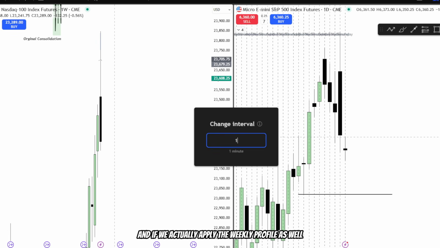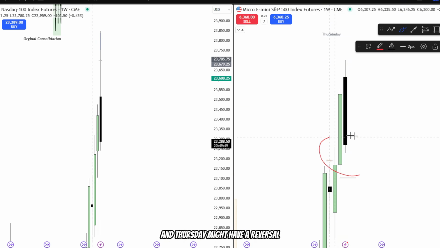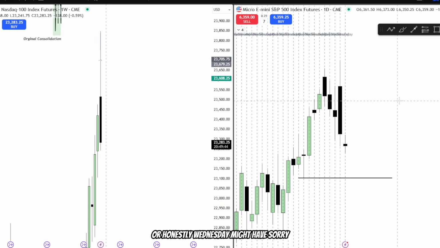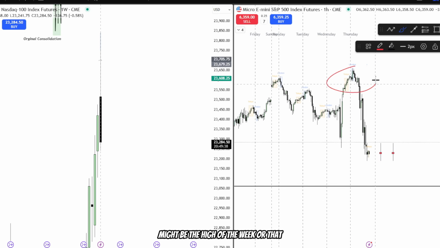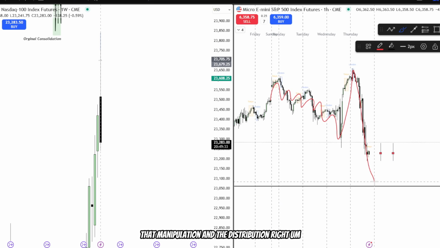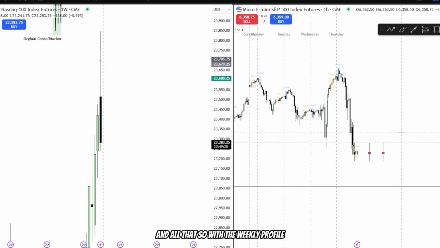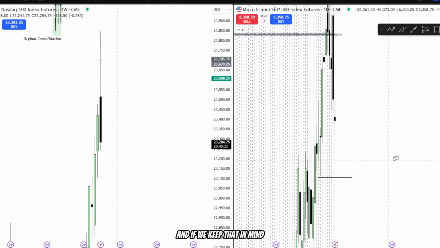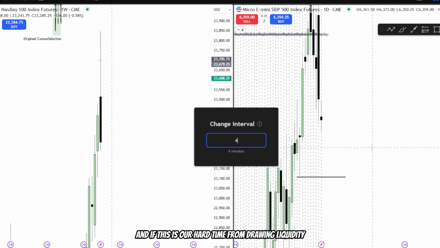And if we apply the weekly profile as well, this might be a consolidation reversal. We pretty much just consolidated, right? And Thursday might have a reversal, or might just have a continuation, or honestly, Wednesday might have that, you know, might be the high of the week, or that accumulation, right? That manipulation and the distribution, right? Because we get a change in the state of delivery and all that. So with the weekly profile, we might actually dump lower. And if we keep that in mind, we can set this as our higher time frame draw on liquidity, right?